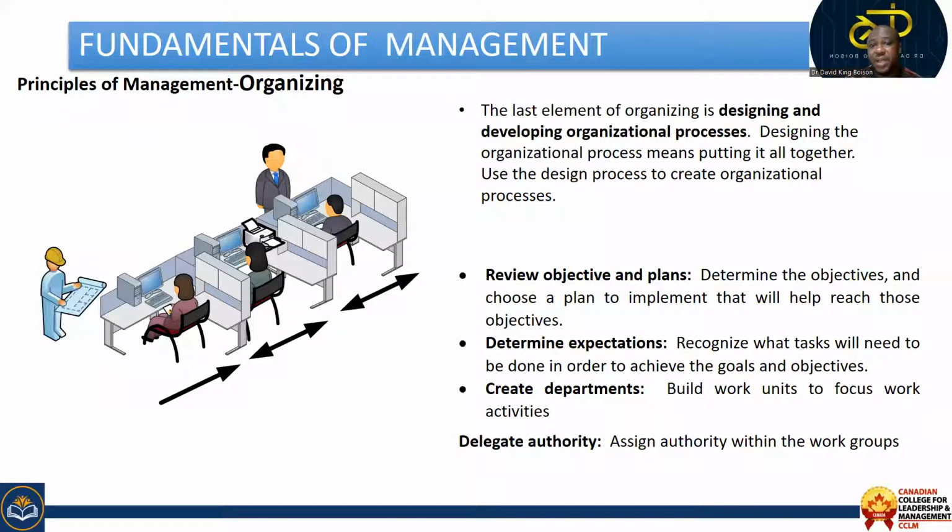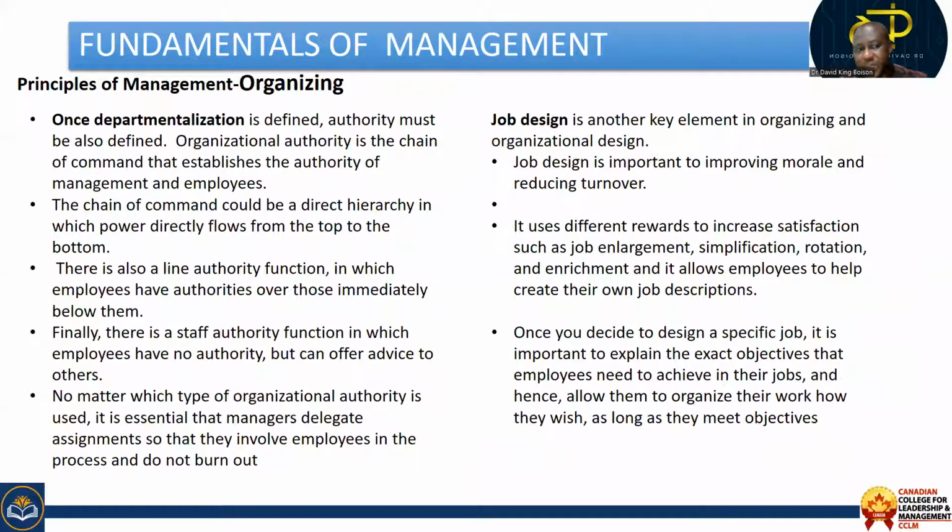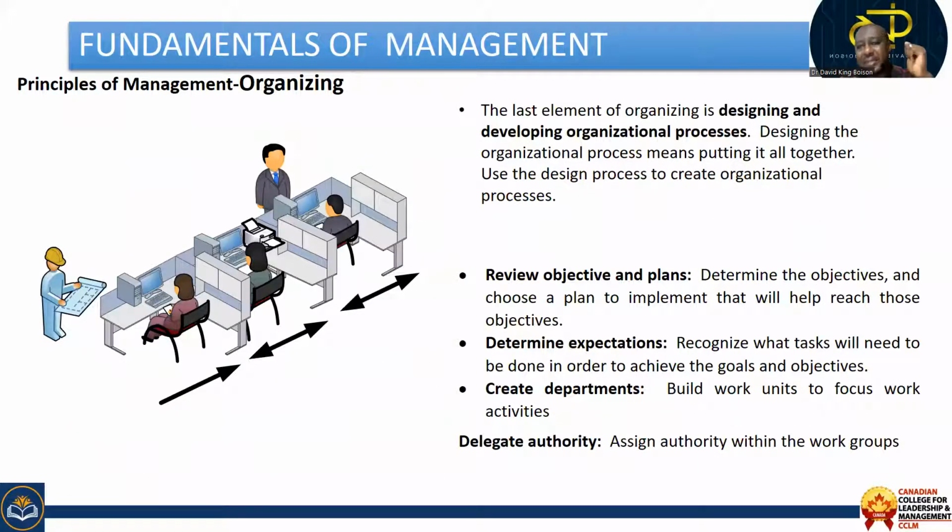Authority. So organizing processes, the first one is departmentalization, which we talked about. The second one is the job design. And the third one is designing and developing the organizational work process. And it's been indicated here that you pass through these four channels: review objectives and plans, determine expectations, create department, and then you delegate authority. Please, this one too will come.